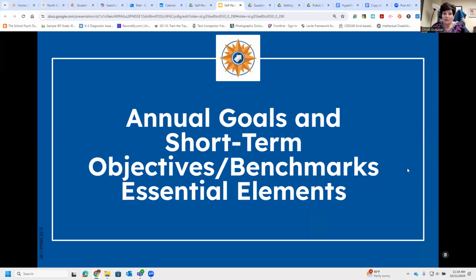Next, we'll dive into the elements that are essential to writing meaningful, observable, and measurable annual goals.